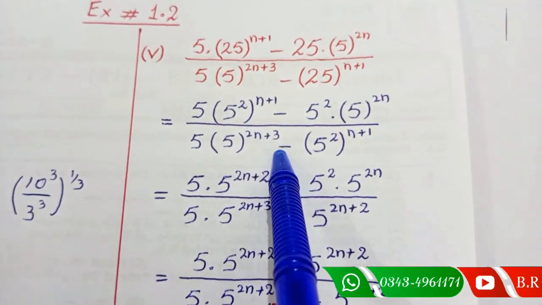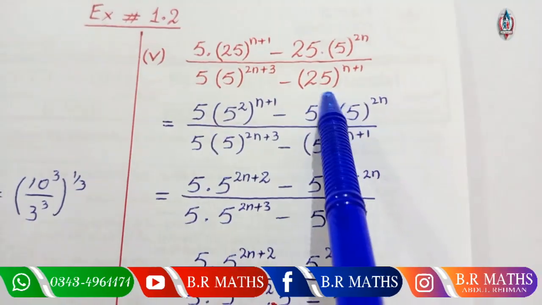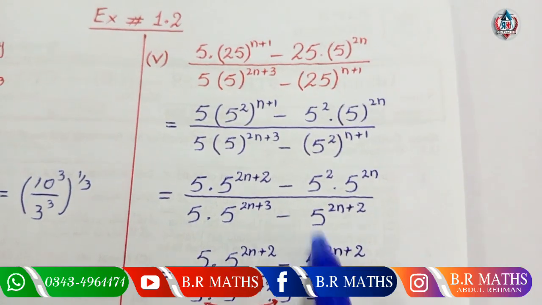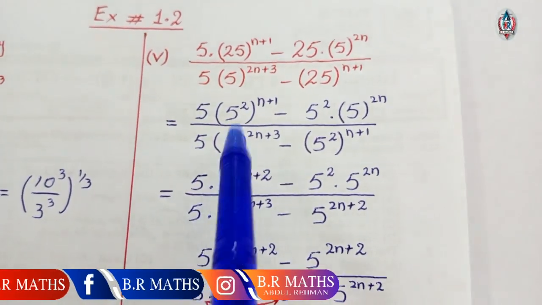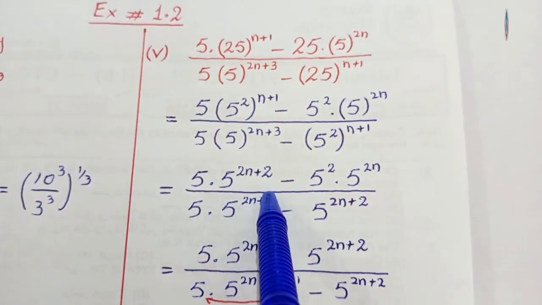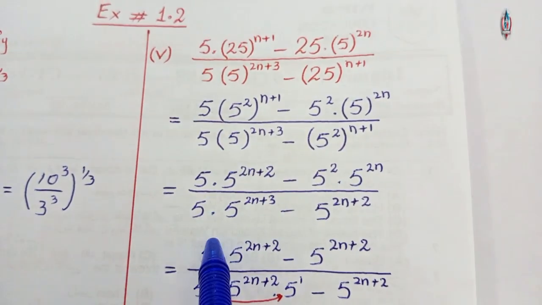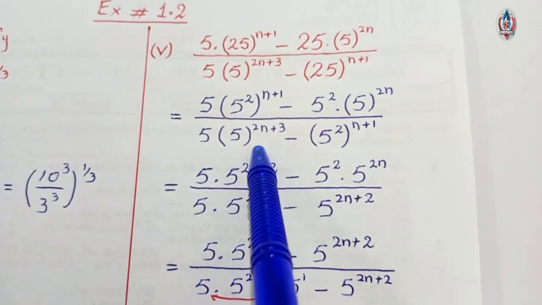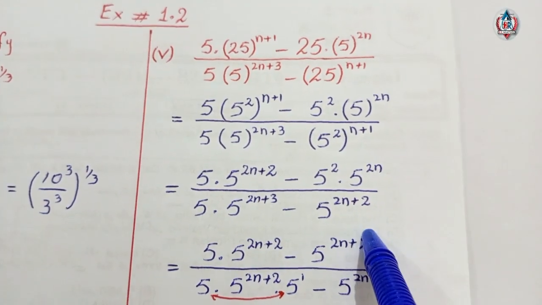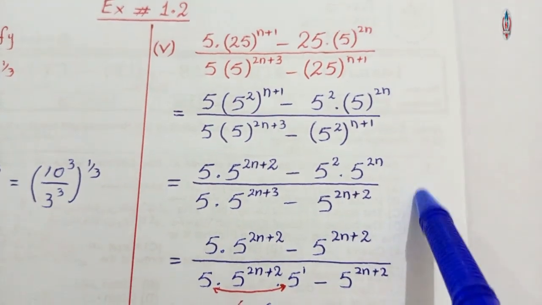So first of all, take the factors. 25 becomes 5 square, 25 becomes 5 square, and in the denominator 25 becomes 5 square. And the next step is open the brackets, first 5 as it is and then 5 square raised to n plus 1. This 2 multiplied with n plus 1 becomes 2n plus 2. And similarly next 5 square as it is, 5 raised to power 2n as it is, in the denominator 5 raised to power 2n plus 3, and the last term 2 multiply n plus 1 becomes 2n plus 2. So students, this is the simple factors and exponential laws according.